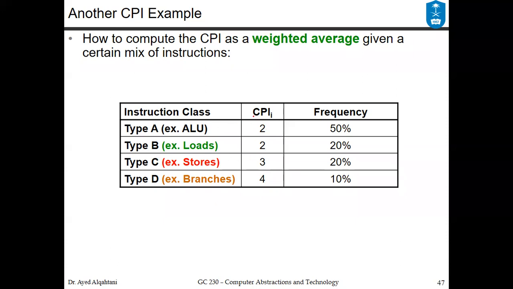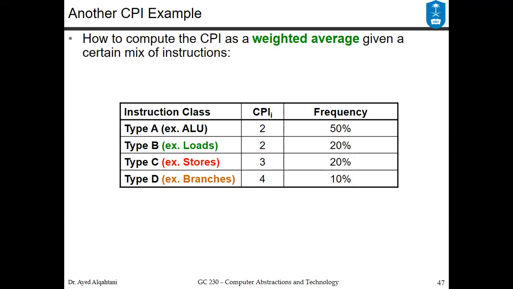So type A, CPI is 2, type B, CPI is 2, type C is 3, and type D is 4. We have the frequency of the instruction. So in a program, 50% of the program is going to be type A, 20% type B, 20% type C, and 10% is type D.